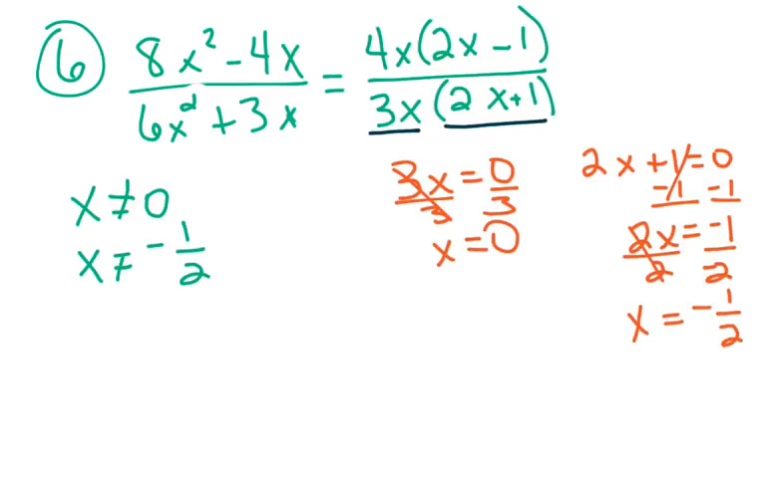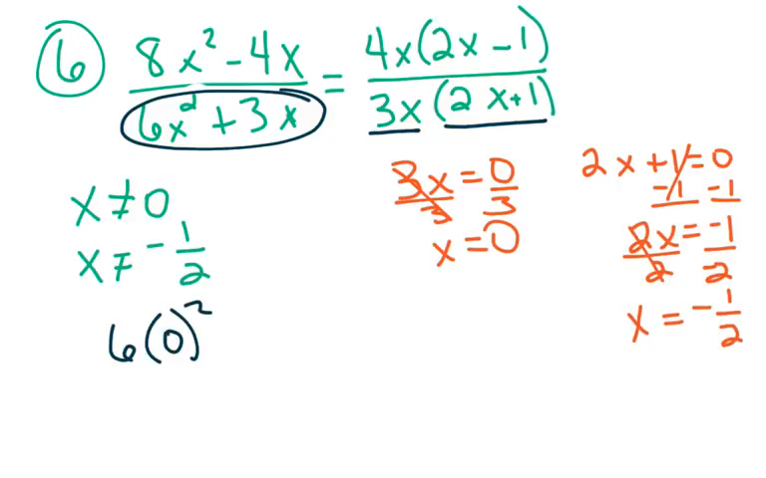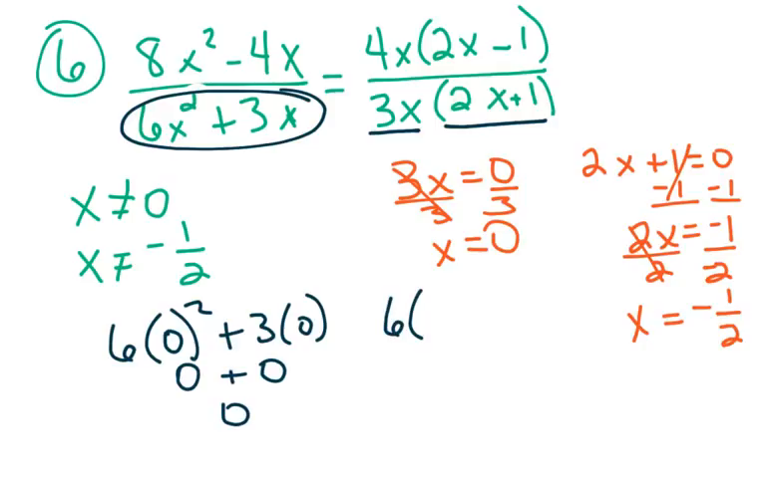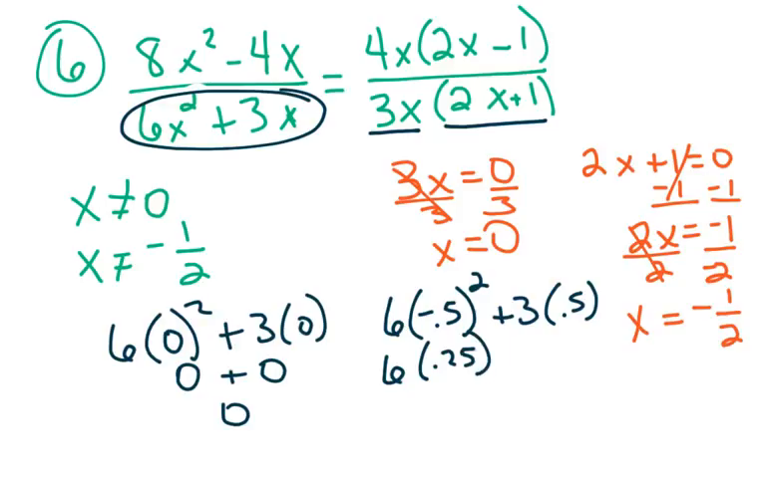Well, let's try plugging this in to the original equation. So I'm going to take my denominator and do 6 times 0 squared plus 3 times 0. Sure enough, that's 0 plus 0, which equals 0. So I understand that x can't equal 0. Let's try the second one. 6 times, and instead of -1/2, I'm going to use -0.5 squared plus 3 times 0.5. This is 6 times 0.25, and 3 times 0.5 is 1.5.